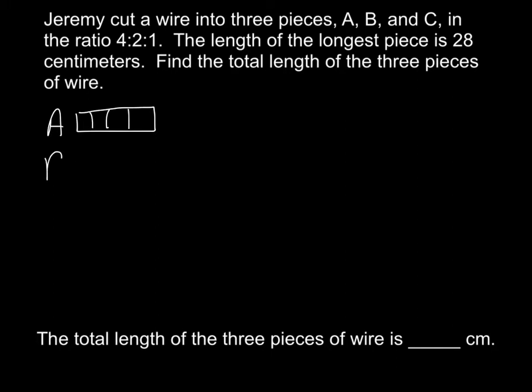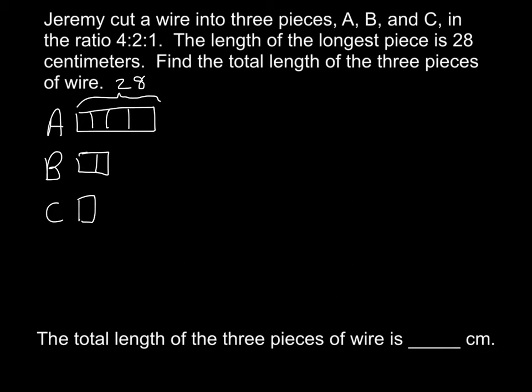I'm going to need a B. That's 2 boxes. And I'm going to need a C. That's 1 box, because it says 4 to 2 to 1 and the order is A, B, C. It tells me that the length of the longest piece is 28, and I see that my A is the longest, so this distance right here is 28.